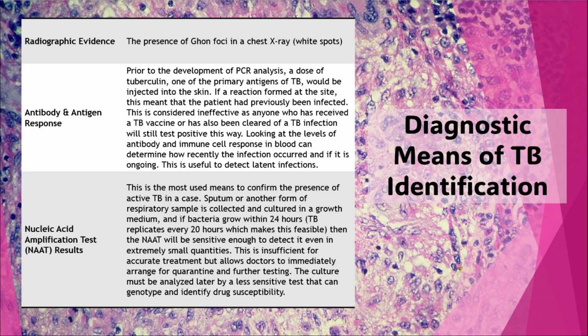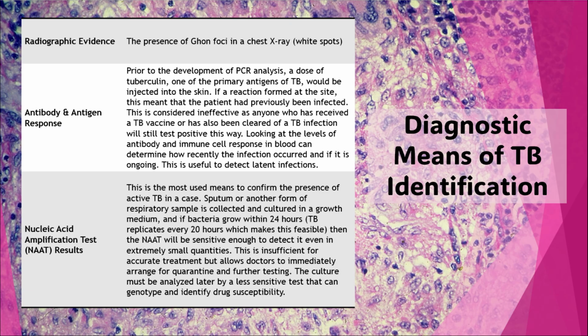And antibody and antigen response. Prior to the development of PCR analysis, a dose of tuberculin, one of the primary antigens of TB, would be injected into the skin. If a reaction formed at the site, this meant that the patient had previously been infected. This is considered ineffective, as anyone who has received a TB vaccine or has also been cleared of a previous TB infection will still test positive in this way.